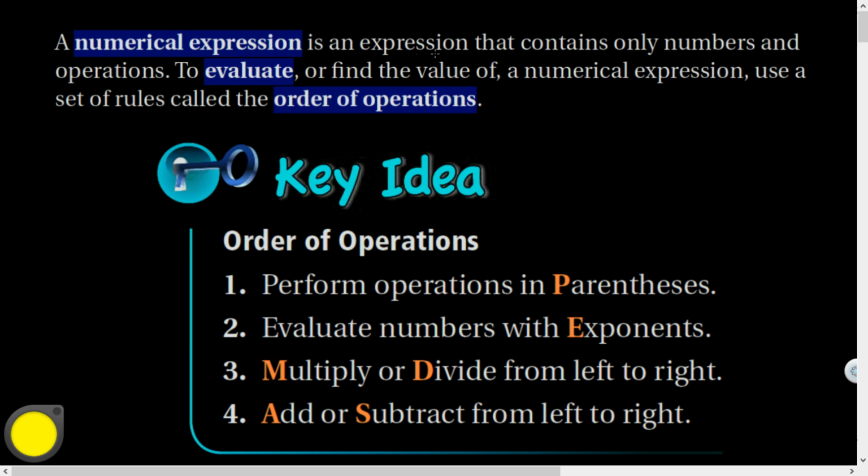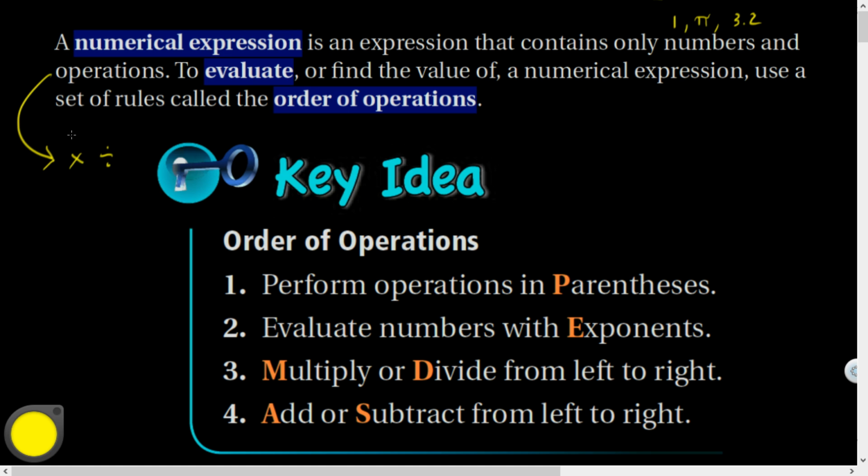A numerical expression is an expression that contains only numbers and operations. Numbers are like 1 or pi or 3.2. What are operations? What are some operations, Devin? What's an operation you can think of? Is parentheses an operation?